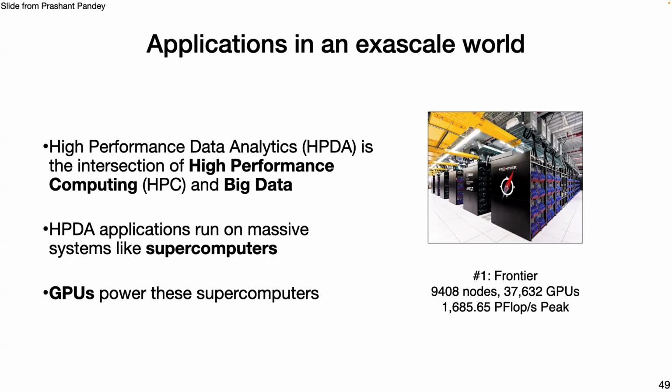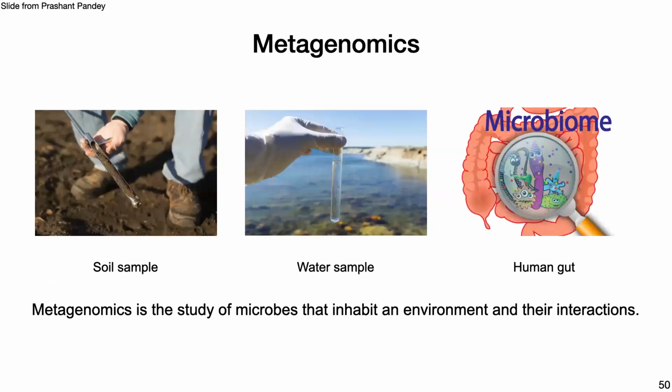You probably don't need this motivation, but these days there are supercomputers, and supercomputers heavily use GPUs for acceleration. And one major application that people are interested in running on supercomputers is called metagenomics. And these are some examples, like soil, water, and humans. Metagenomics is the study of microbes that inhabit the environment and their interactions with the environment.